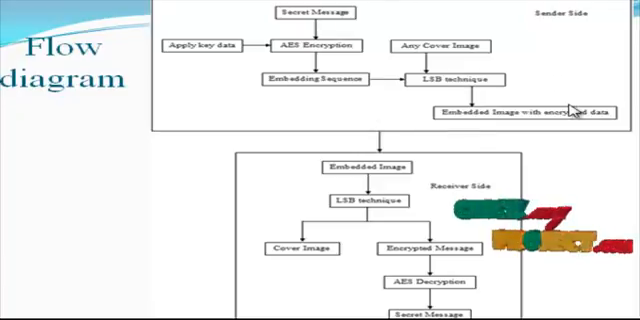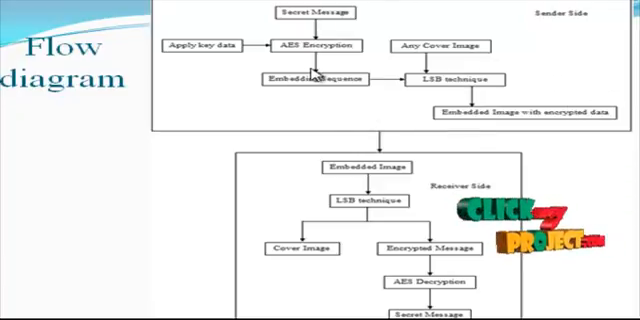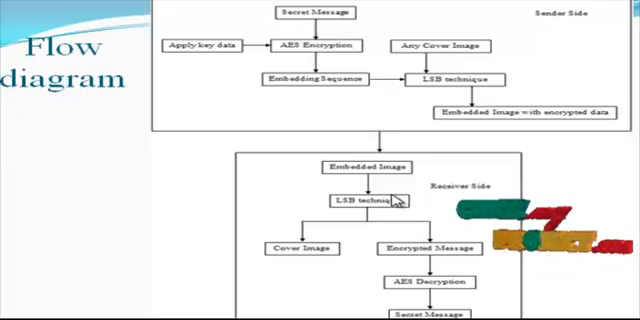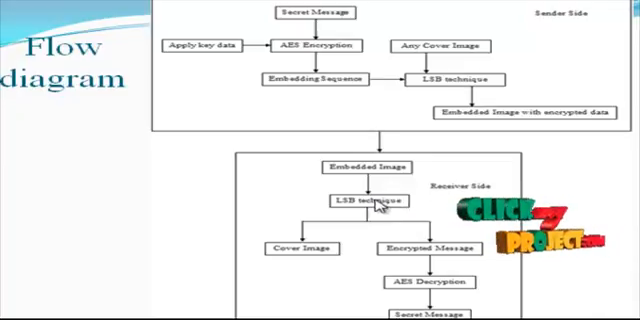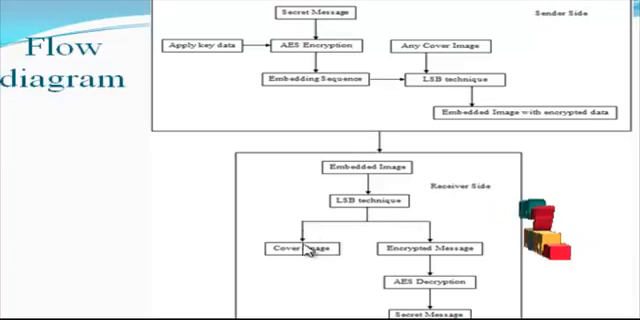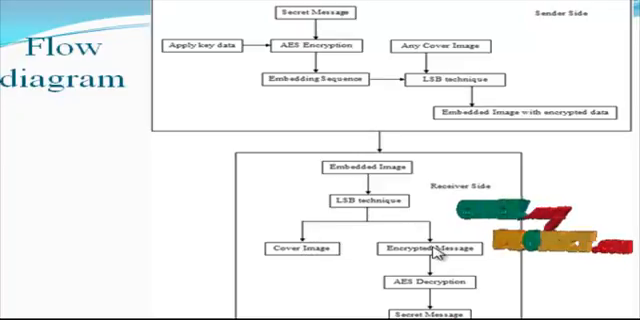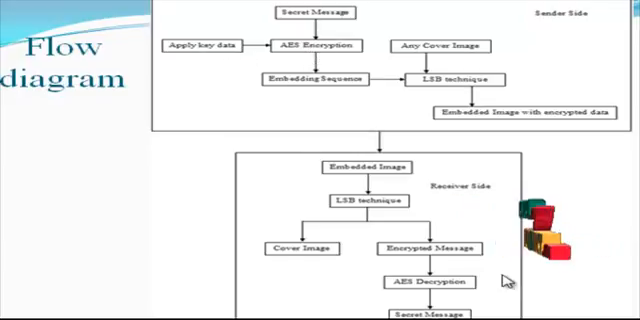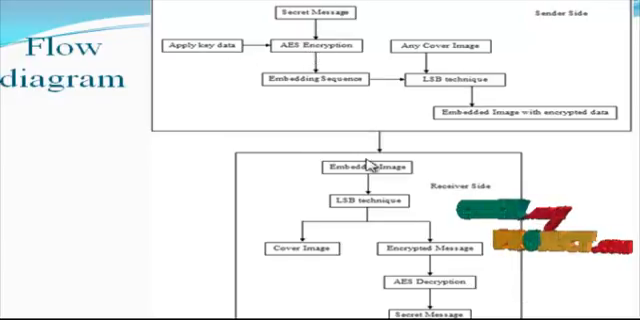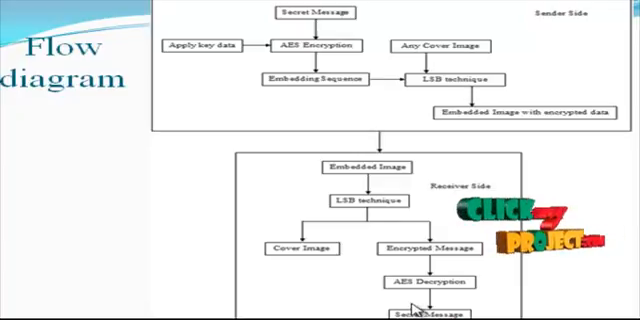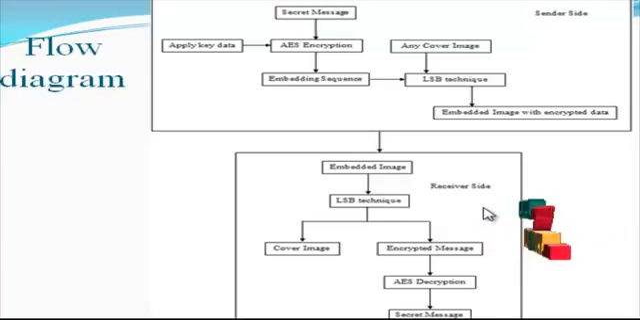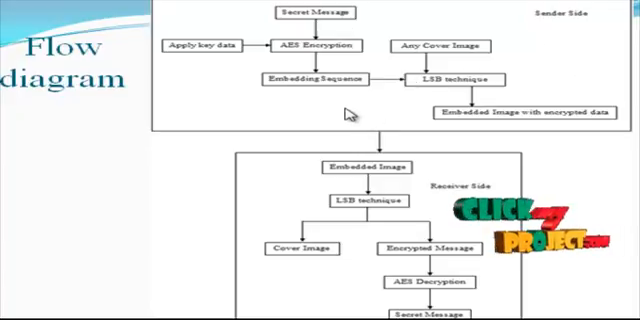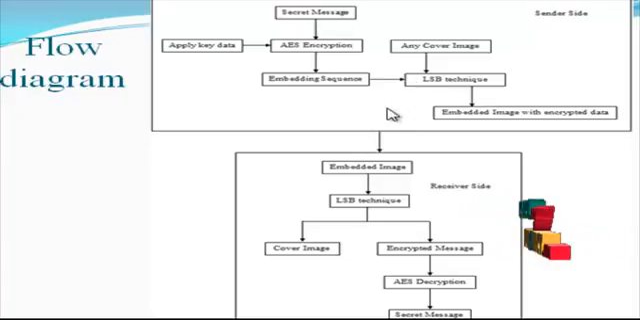This is the sender side of our steganography process. The receiver side collects the embedded image, splits the R, G, and B bands, and applies the LSB technique. The LSB separates the cover image data and the encrypted message data. Whenever the encryption key is applied, the AES decryption process runs and finally retrieves the secret image. This is the receiver side process of our overall steganography process. This is the final flow diagram for the sender and receiver side steganography architecture.